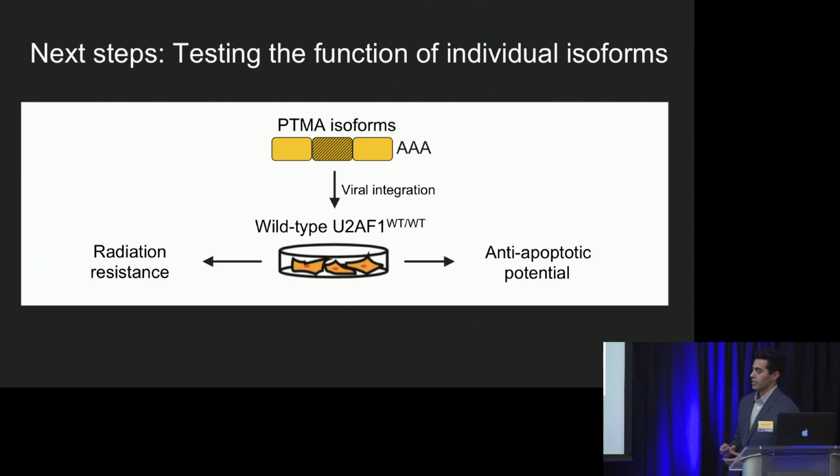So as I mentioned, our next steps are taking these 306 isoforms, well, not all 306, but some of them, and then doing some type of integration into a wild type background, and then measure out any changes in things like radiation resistance or anti-apoptotic potential.